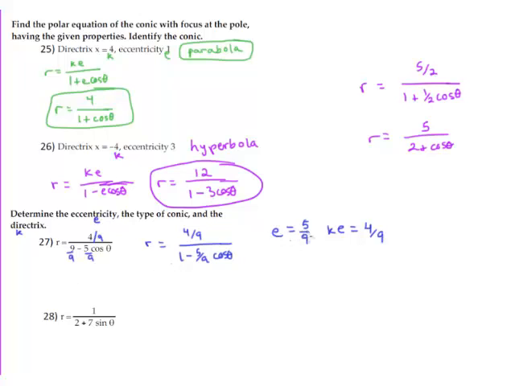So if E is 5/9, we can plug it in right here and multiply by the reciprocal, 9/5, and get k equals 4/5. So k has to do with our directrix. We found E. This is an ellipse because that number is less than 1. And then k is 4/5. Since this is negative cosine, look at your directrix. That's x equals negative k. So x equals negative 4 over 5.